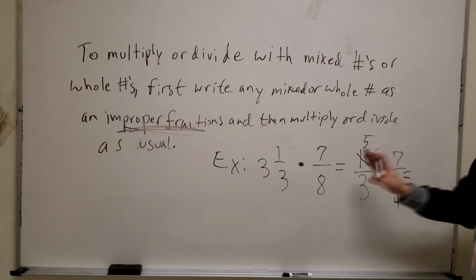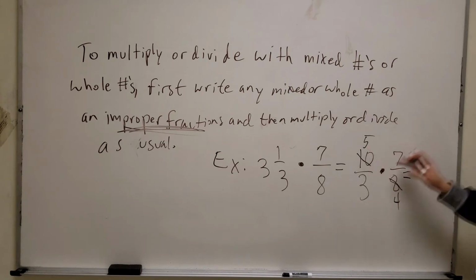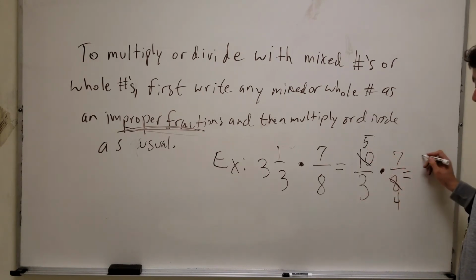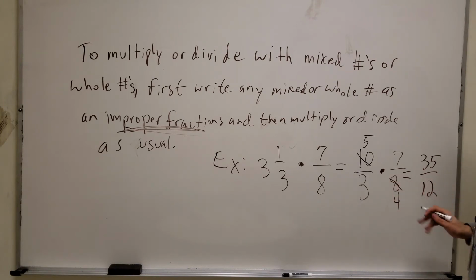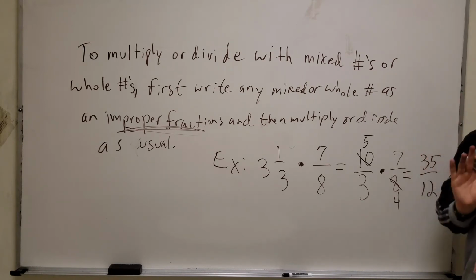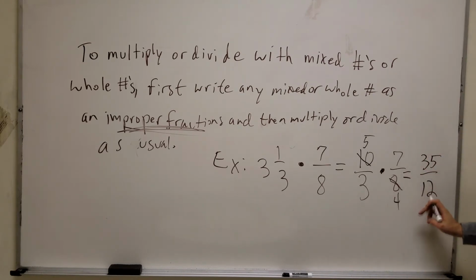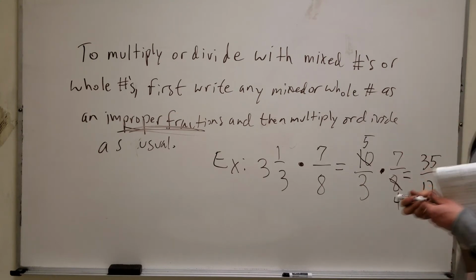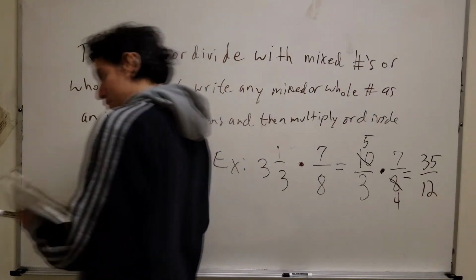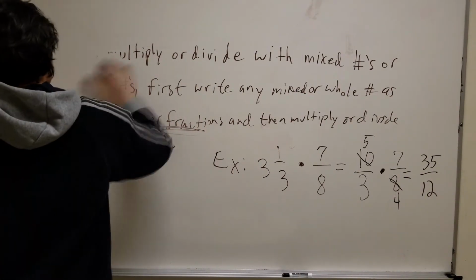So now that I can't cancel any further, I can multiply straight through. 5 times 7 is 35, and 3 times 4 is 12. And I'm done. That's it. I cannot reduce further unless the question specifically says they want it as a mixed number. Then you divide 12 into 35, and you get a mixed number. But it didn't ask for that. I'm done. Let's do a division one.